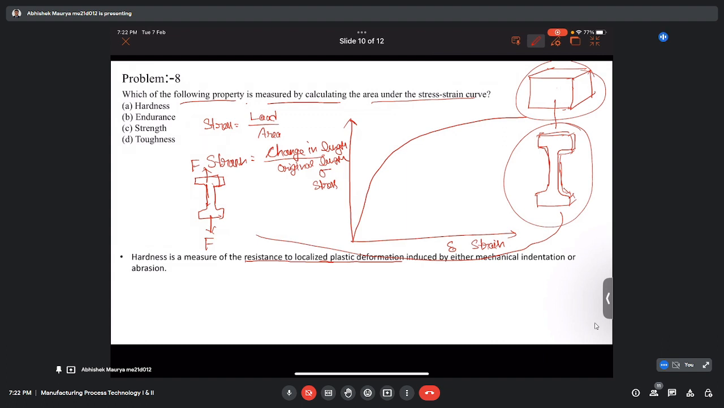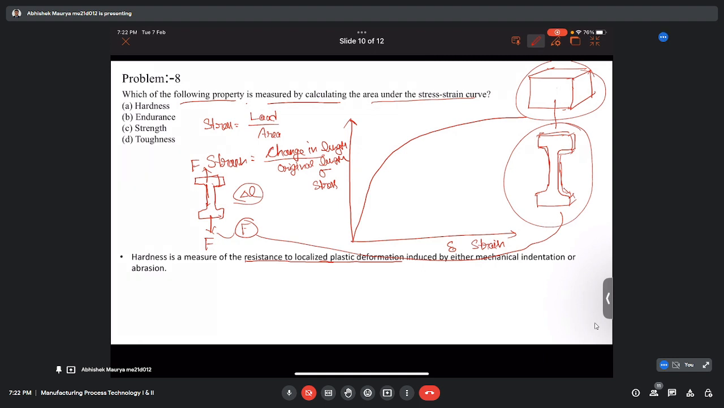So in the universal testing machine, what do we get? We get the force values and elongation values. Basically, there are sensors which measure the change in length of this specimen. So the information we get is the change in length, delta L, and the force reading at different points, and from this we plot the stress strain plot.